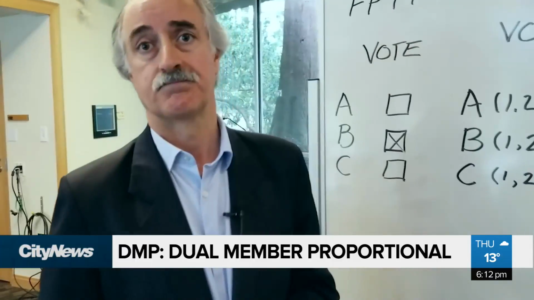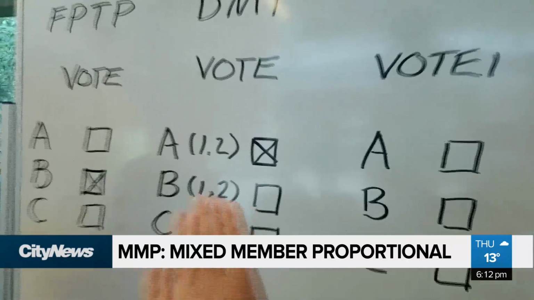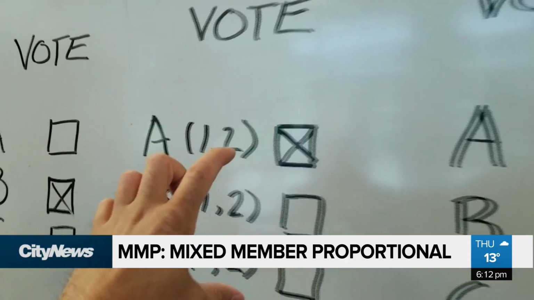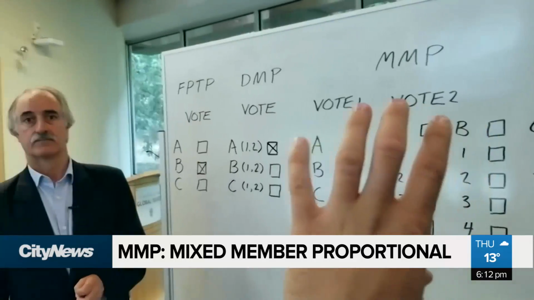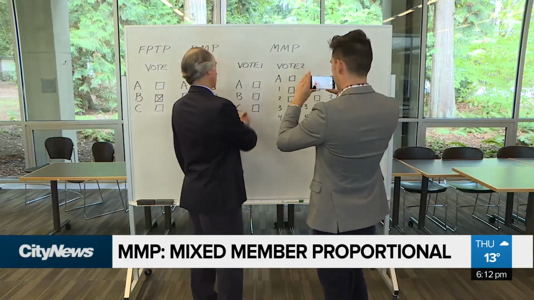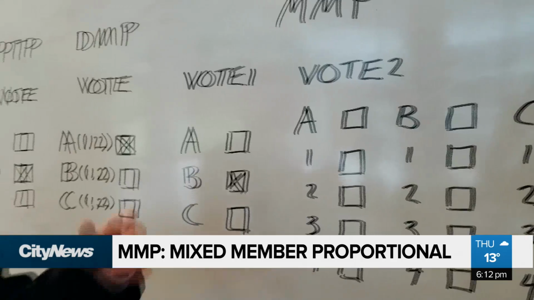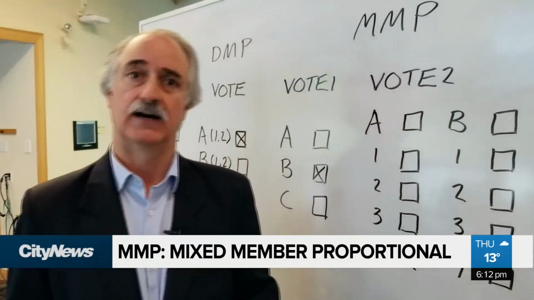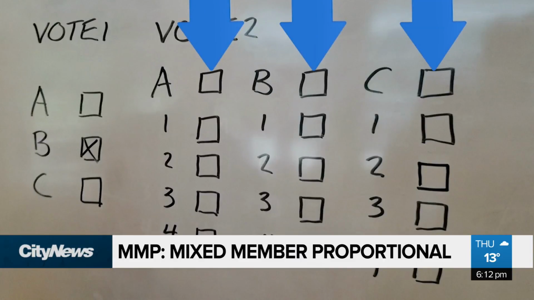That's exactly right. Now, the next one here, MMP, I kind of described this as an auto shuffle. Yeah. This looks more like an unpacked version of DMP. Yeah, this is a mashup. You vote just like in first past the post here. I like the candidate for the party B in my local riding. But this time, the second candidate is not selected automatically, but instead from lists put forward by the parties.